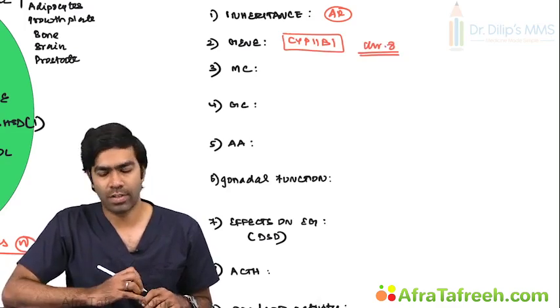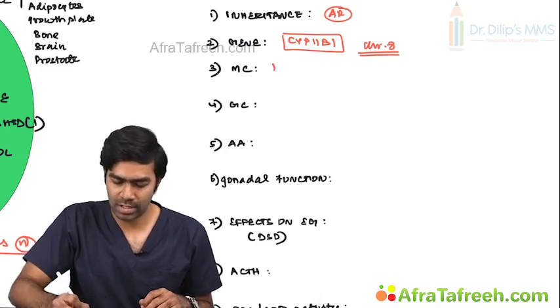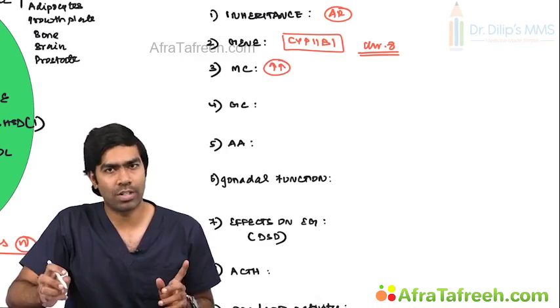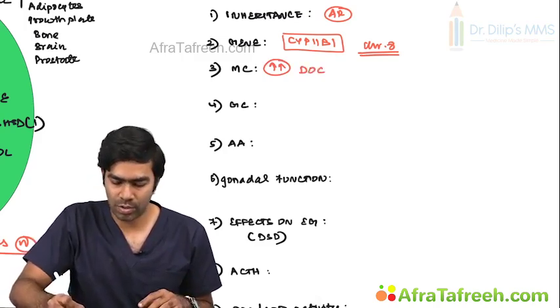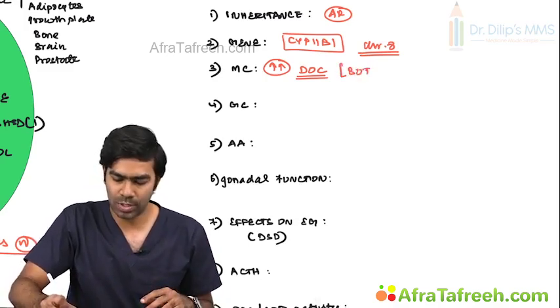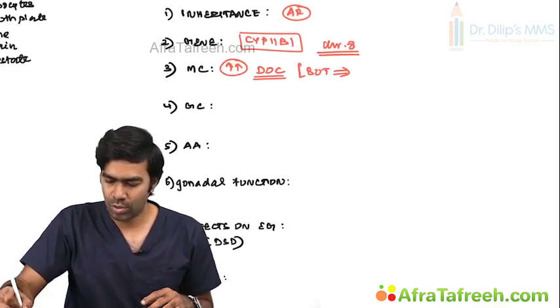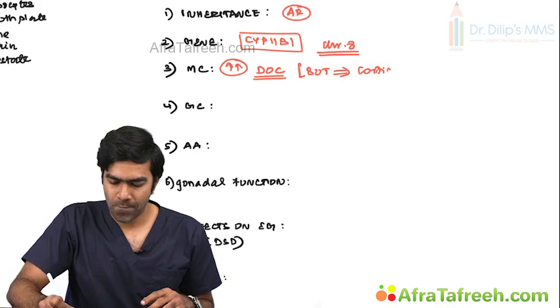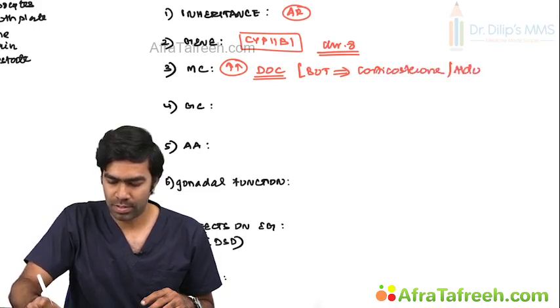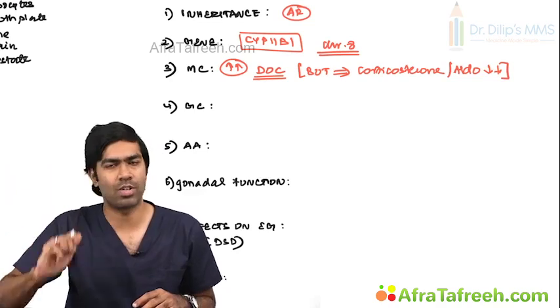Here the mineralocorticoid effect. Mineralocorticoid levels will be actually increased. And what is the mineralocorticoid that is increased? It's only the deoxycorticosterone, 11-DOC. That's the only mineralocorticoid that is increased. But actually, your corticosterone and aldosterone levels will be suppressed. Clear? They will be reduced. That is reflecting the angiotensin activity.